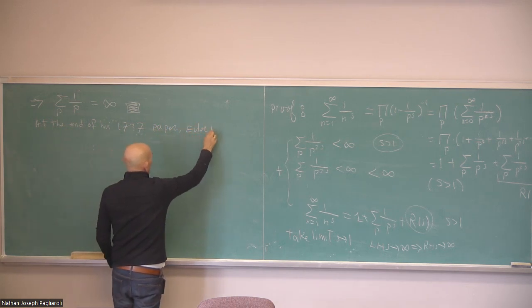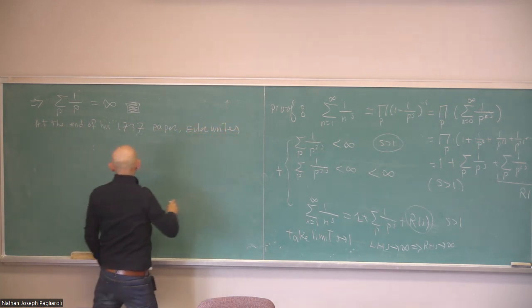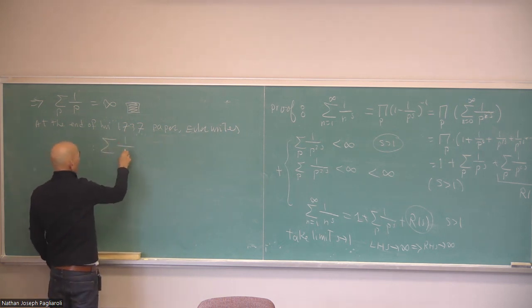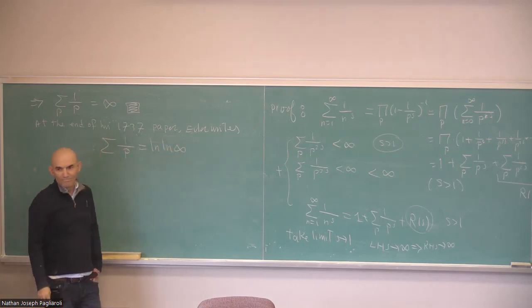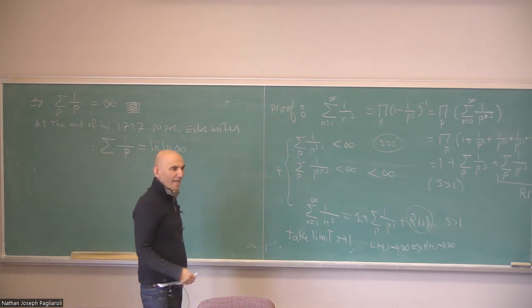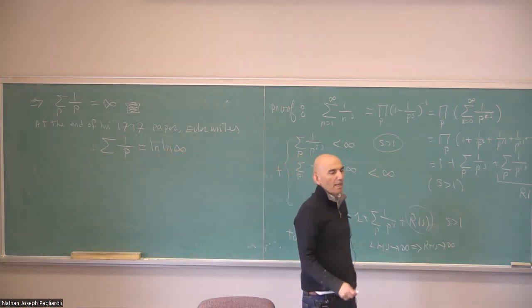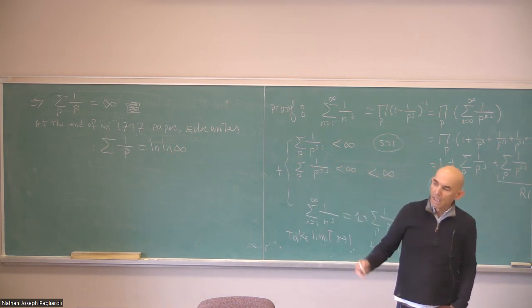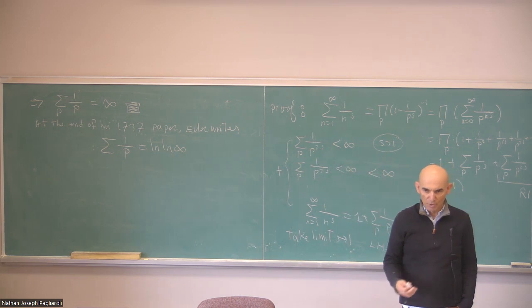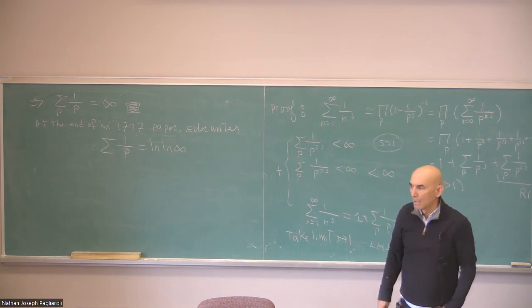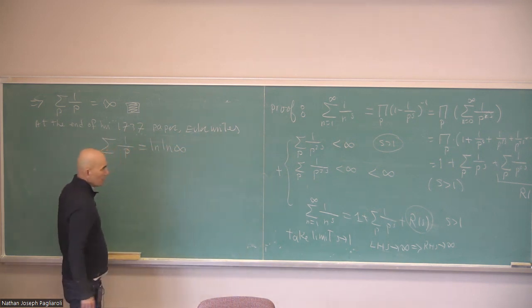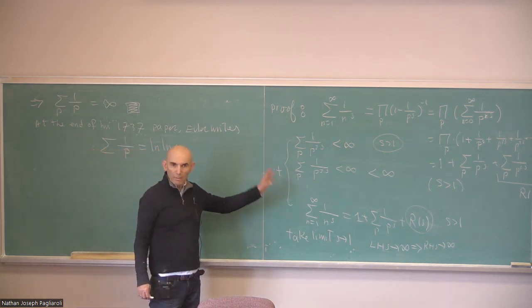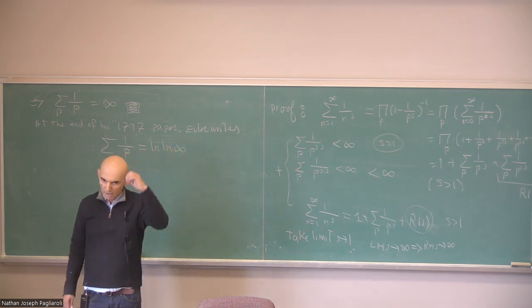Euler writes, now that's quite interesting, sum of 1 over p is equal to log infinity. That's how he ends the paper. And he claims that he has a proof of this. He gives some sketchy ideas about how this is perhaps correct. He had no doubt that it is correct. We don't accept his proof. All his proofs so far are okay, but this one we don't accept as correct.